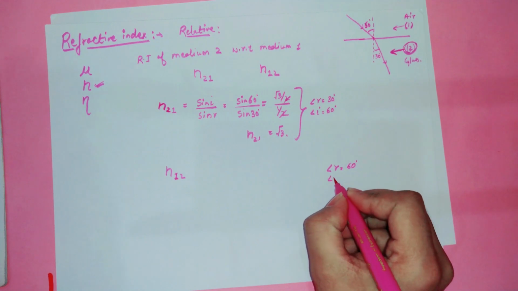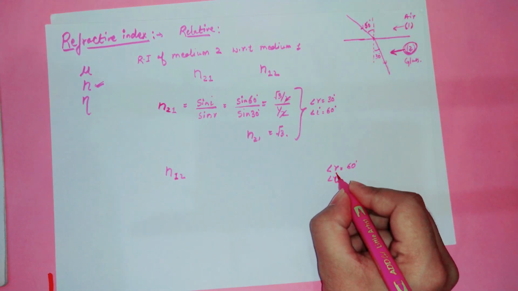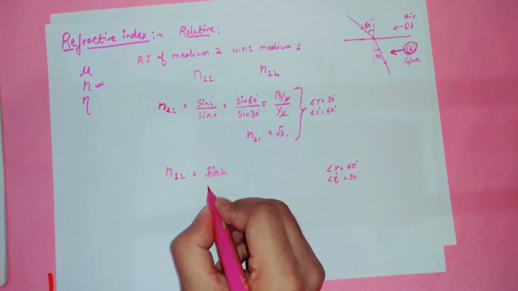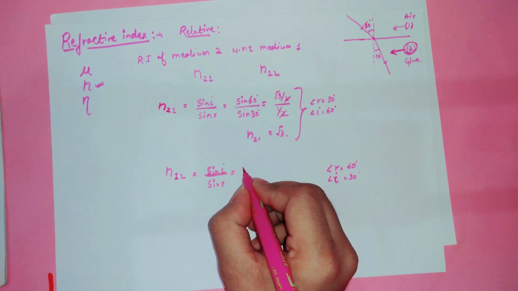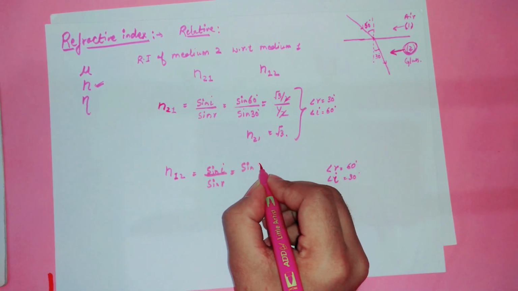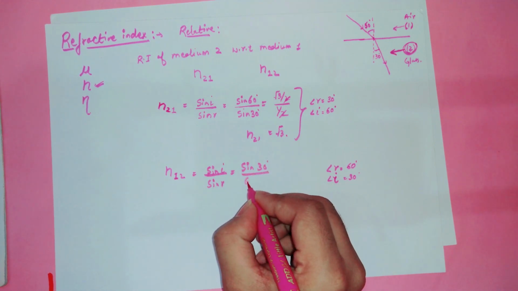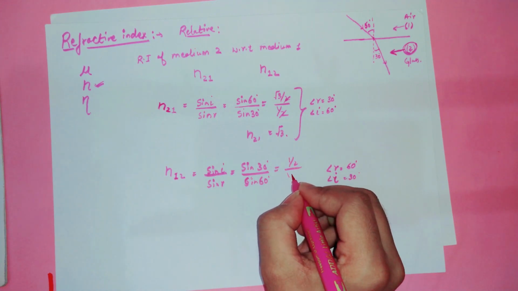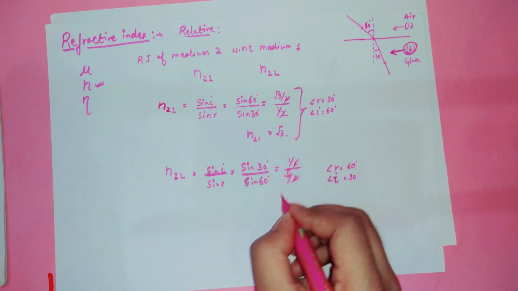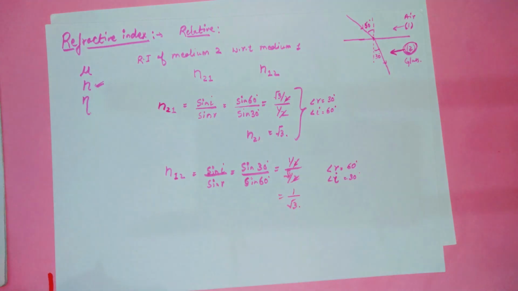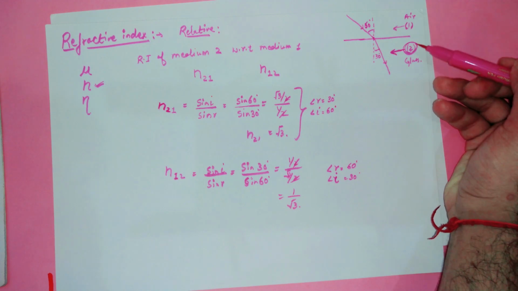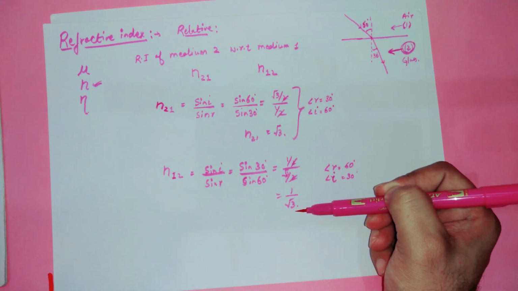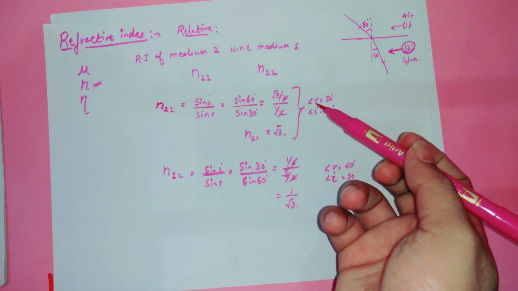Okay, so if this is r, this should be i. So i should be equal to 30 degrees. Now apply the formula. sin i by sin r: what is i? i is 30 degrees, and r is 60 degrees. So sin 30 degrees is 1 by 2, and sin 60 degrees is root 3 by 2. So this is going to be 1 by root 3. It means the refractive index of air with respect to glass is 1 by root 3.